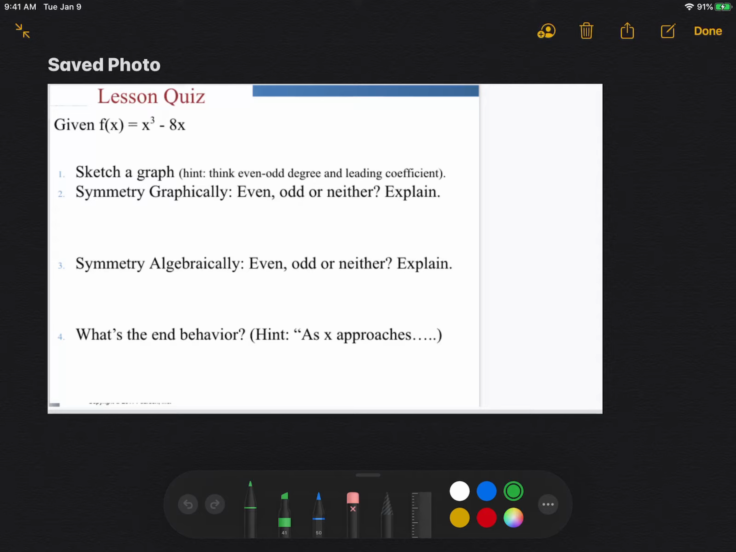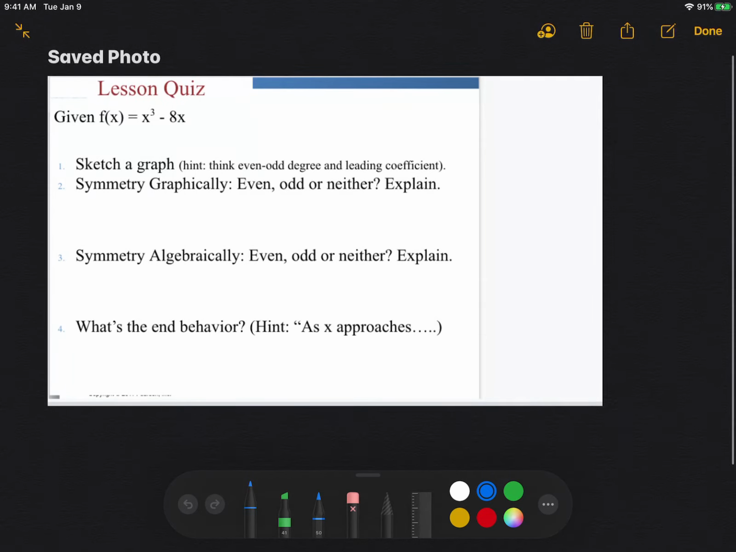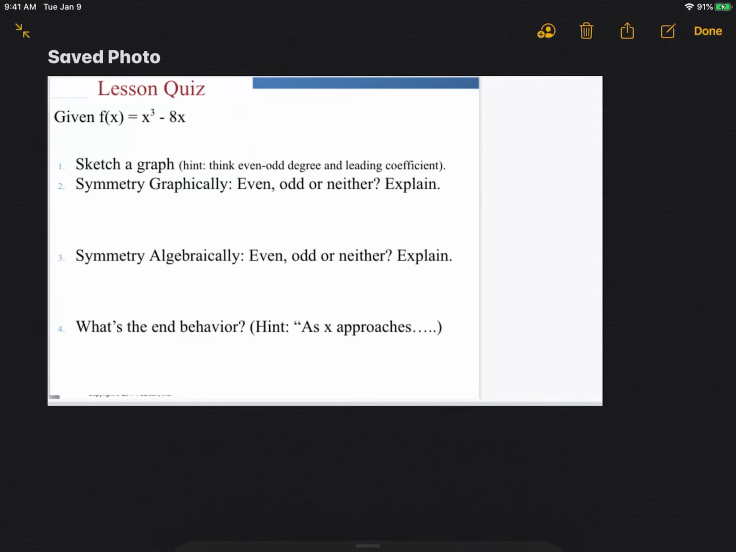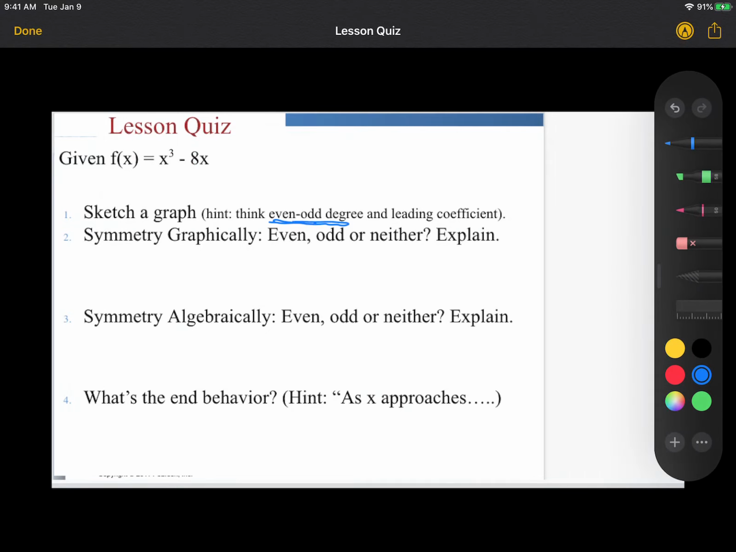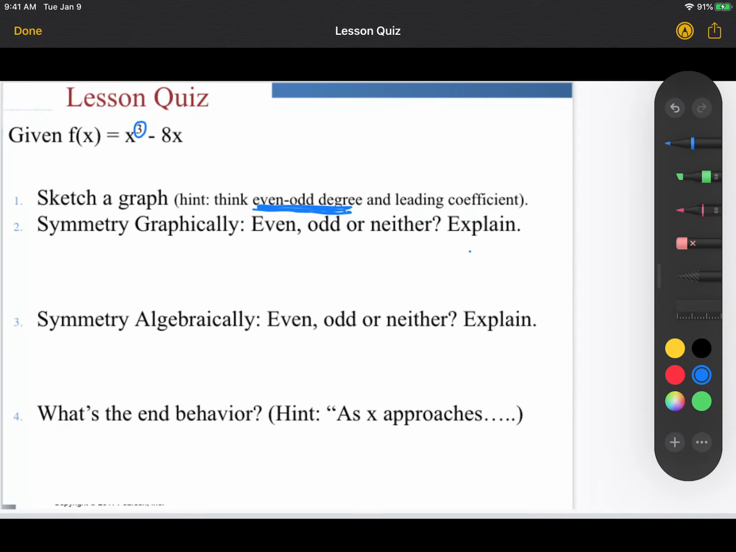All right, let's go over this warm-up question, which I called a lesson quiz. You're given f of x equals x to the third minus 8x. Sketch a graph. That tells us to think in even or odd degrees. So where is the even or odd degree? You're looking for the smallest number up here, and that is in blue. Is that an even or an odd? 3 is an odd number.